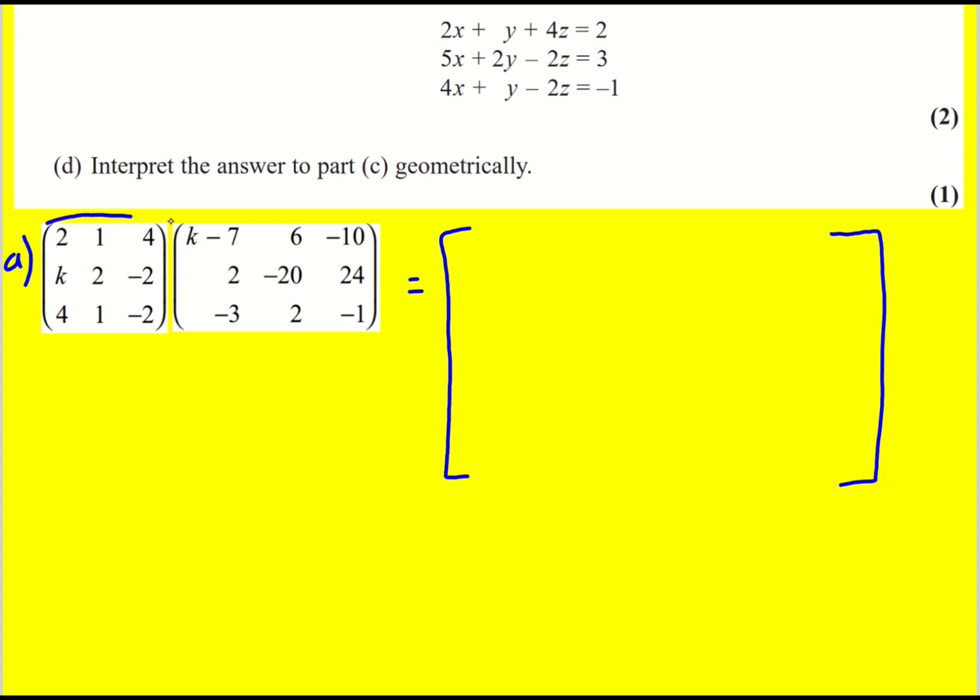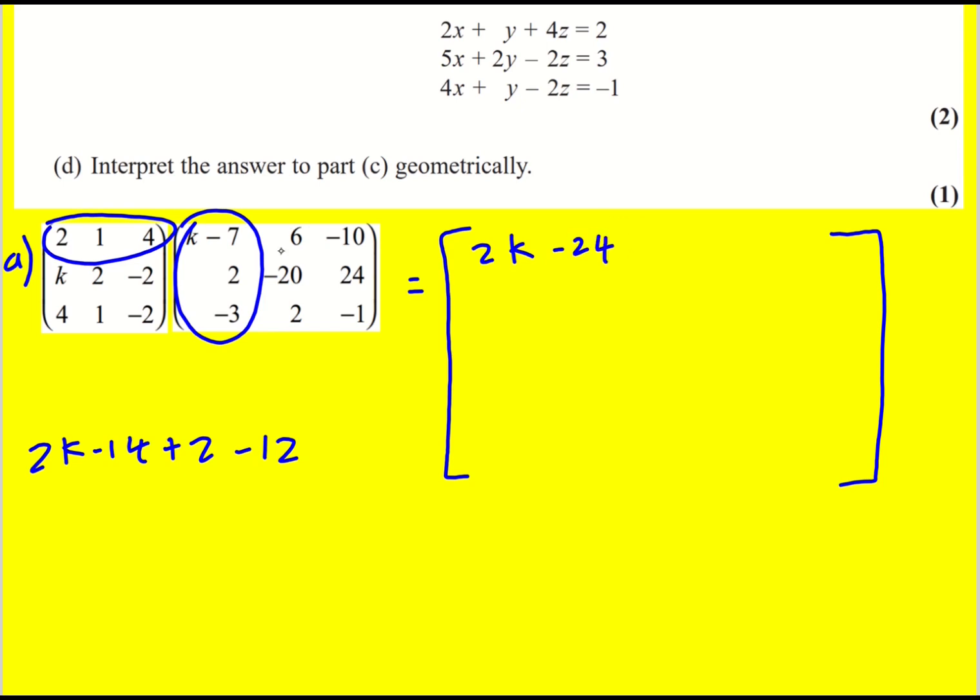So I'm going to do this row by this column. That will give me 2k minus 14 plus 2 minus 12. I thought I'd just do it away from the main bit so I can write the result in. So 2k minus 24. Then for the second one, it will be 12 minus 20 plus 8. We get 0. And then minus 20 plus 24 minus 4 is also 0.